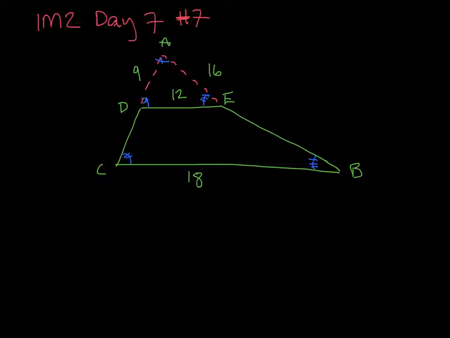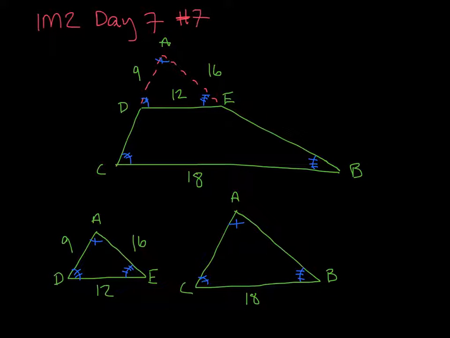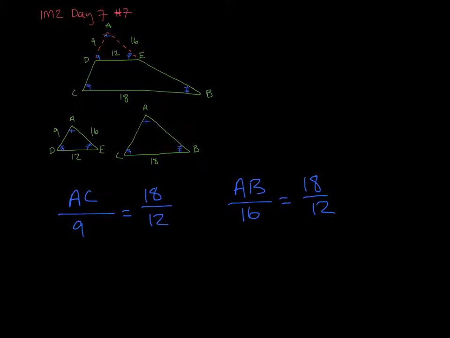So let's redraw our similar triangles. And here we go. Notice I've labeled all the angles and I lined them all up, so I know my ratios will be the corresponding sides I expect. And then we're going to set up ratios to find AC and AB, and then use that to find CD and BE. So here are our two ratios. I have AC, which is this side, over 9 is the same thing as 18 over 12. And then I've got AB over 16 is 18 over 12.